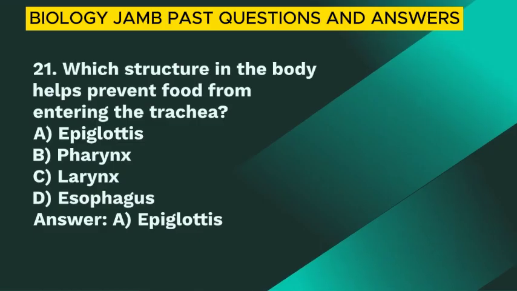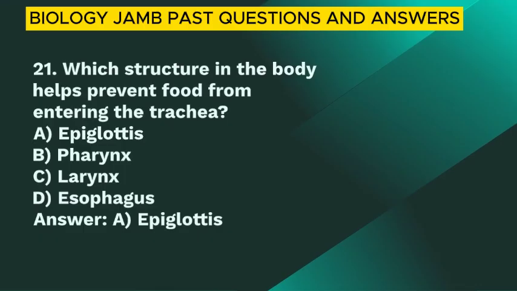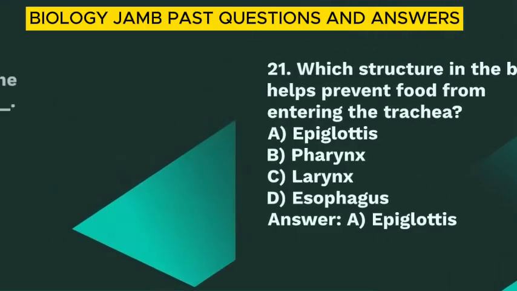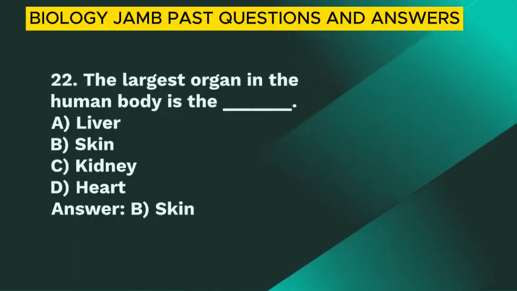Question number 21. Which structure in the body helps prevent food from entering the trachea? A. Epiglottis, B. Pharynx, C. Larynx, D. Esophagus.